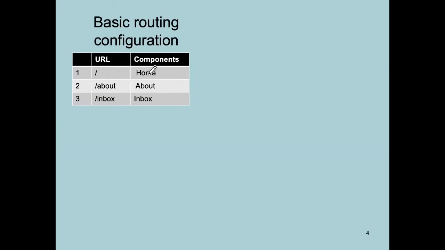So the home component may have a number of child components, but this is at the top of the hierarchy. The about component may have children. In our case, they don't really, but they may in general. So if you like, these are my three top level components, or these are my three pages, and these are the URLs that I want to have associated with them.